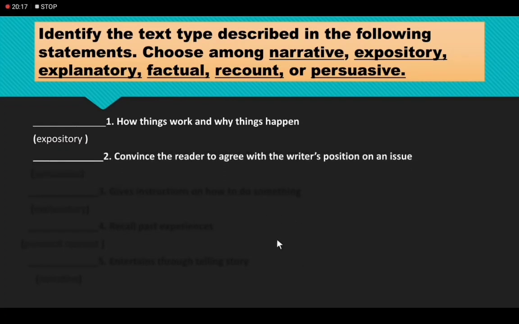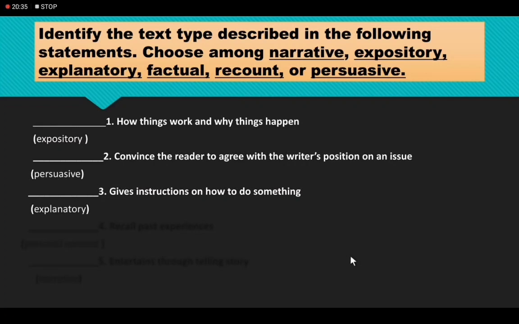Number 2. This text type convinces the readers to agree with the writer's position on an issue. The answer? Persuasive text type. Number 3. Gives instructions on how to do something. The answer?